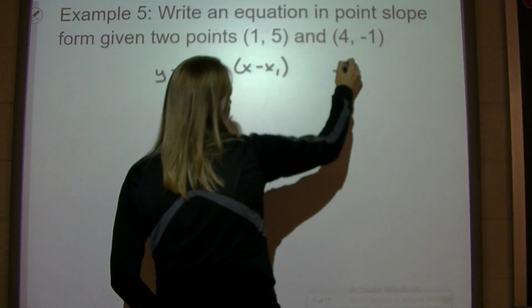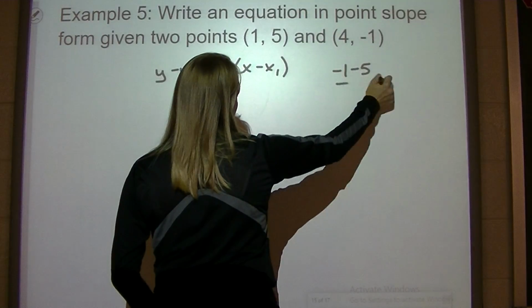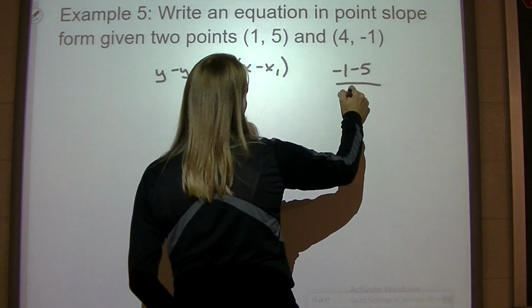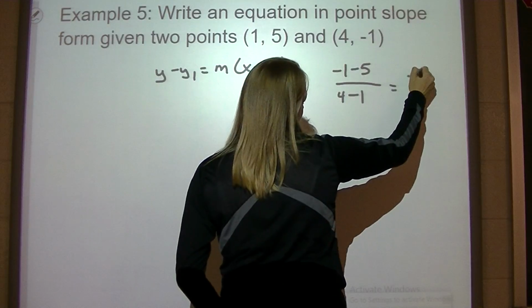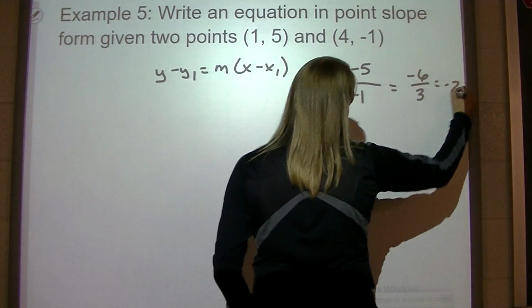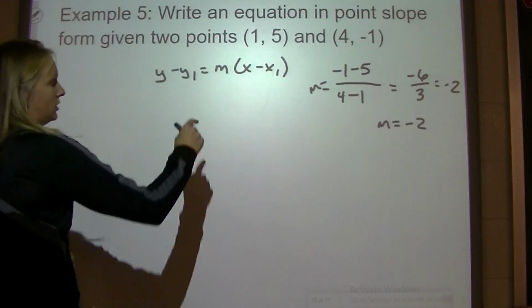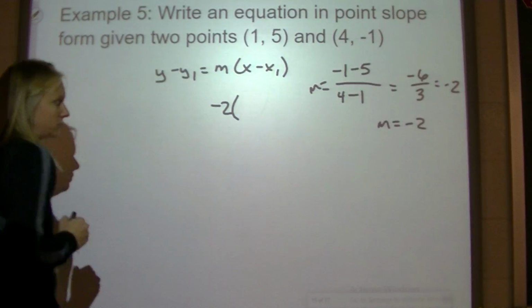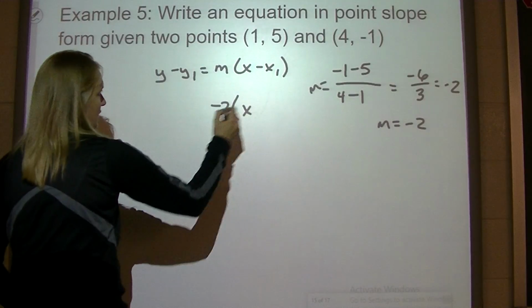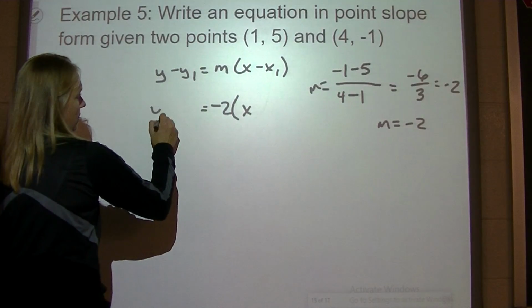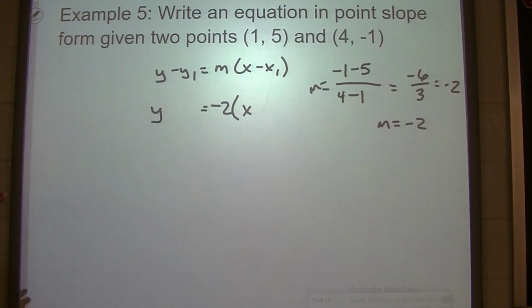So again, our slope formula, negative 1 minus 5 over 4 minus 1. So that's negative 6 over 3, which is negative 2. So we have m equals negative 2. So I'm going to put negative 2 in here. x, I'm going to keep the same. And I'm going to keep y the same.